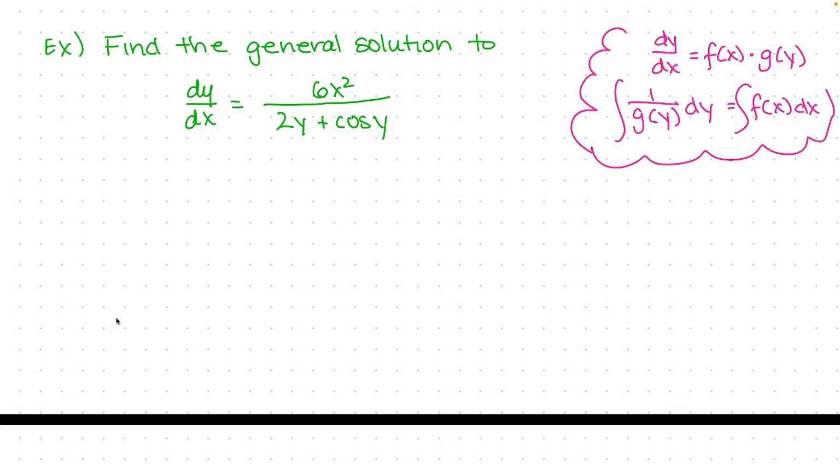So let's do it. Yay. Let's use this color now. All right, so we can see that all those y's are in the denominator, so we can multiply by that denominator, put them on the left-hand side, and that puts the x's and the y's separate. So it is going to be 2y plus cosine y dy equals 6x squared dx. We have now separated the variables.